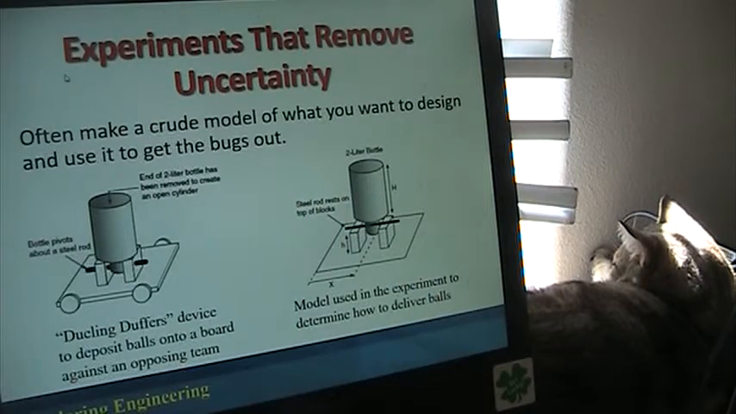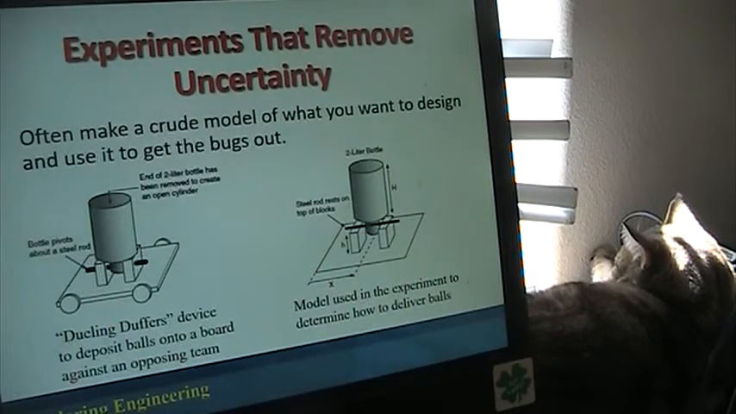All right. As I said before, sometimes we want to do experiments just to make sure we're on the right lines. So when we do that, we're going to make a crude model or prototype and check and see if we've got the bugs out, or if we need to go back to the drawing board, or if we can tweak our design, whatever.